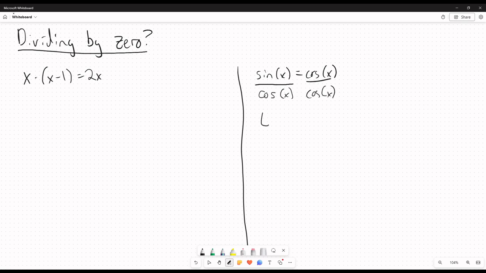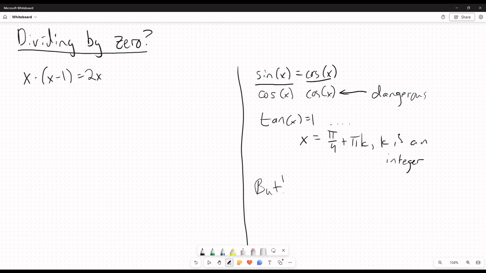When you do that, you're going to get tangent of x equals 1, which, if you know your unit circle, will eventually get you that x equals pi over 4 plus pi k, where k is an integer. But we did something really dangerous here. When we divided by cosine of x, that cosine of x is sometimes 0.